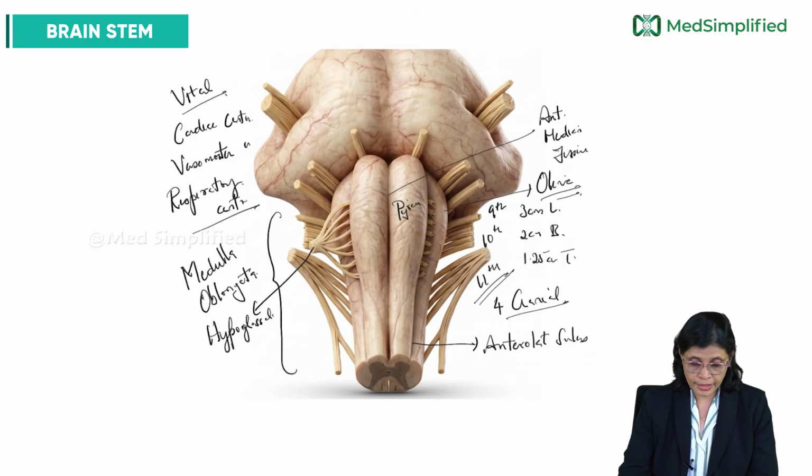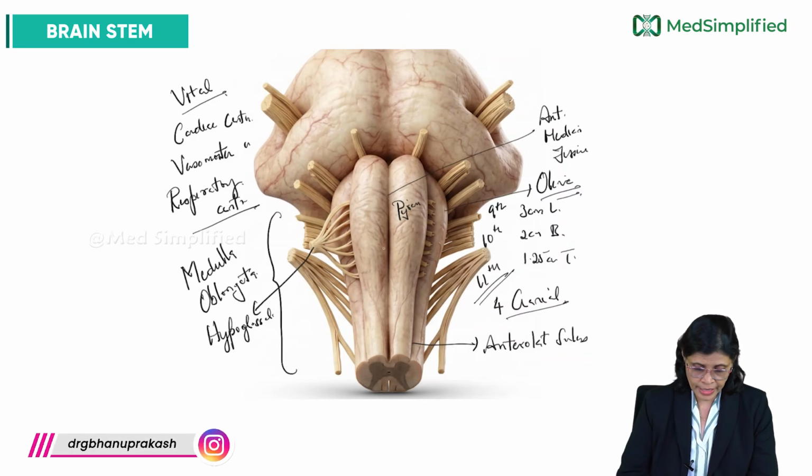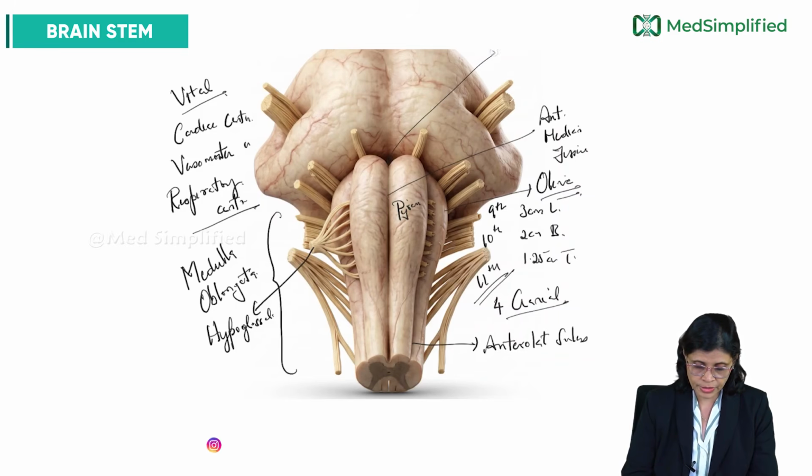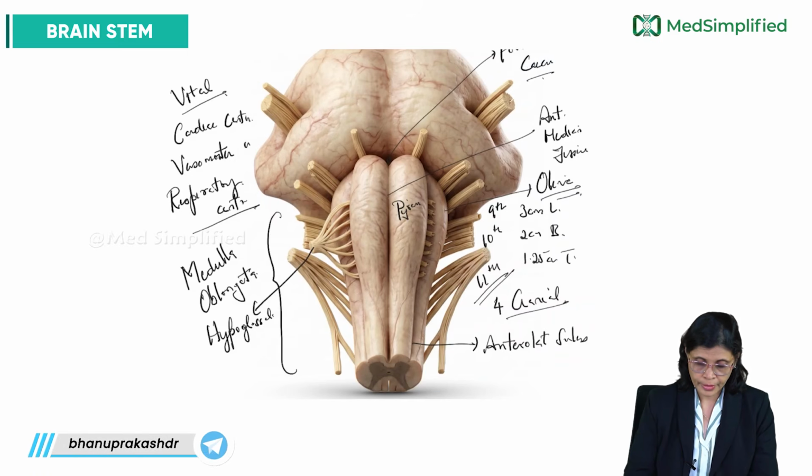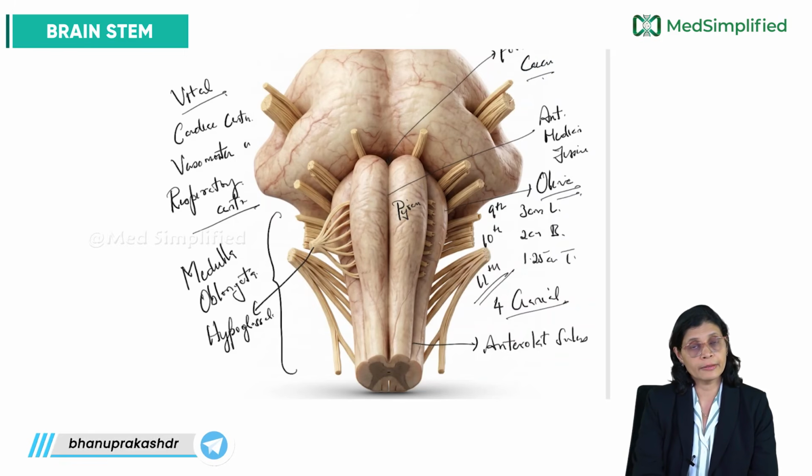So this is in the ventral aspect if you see. And if we trace the anteromedian fissure here, in the upper part there is a small foramen which we call the foramen caecum. So this is the foramen caecum. So this is briefly about the anterior or the ventral part of the medulla.